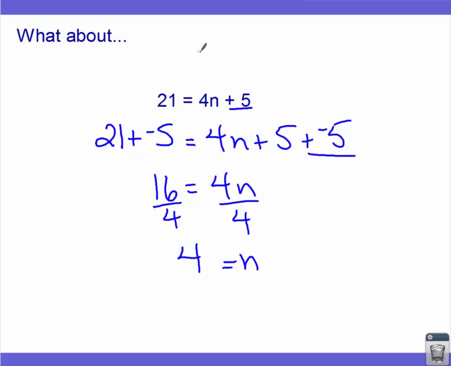And again, we plug it in. 4 times 4 plus 5. So 16 plus 5 does give me 21. Okay, two more real quick.